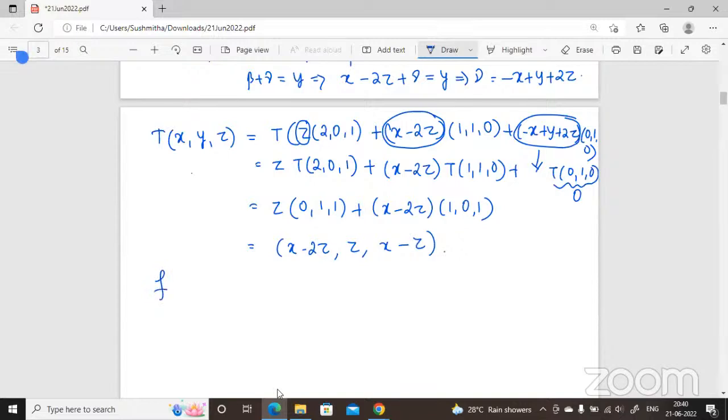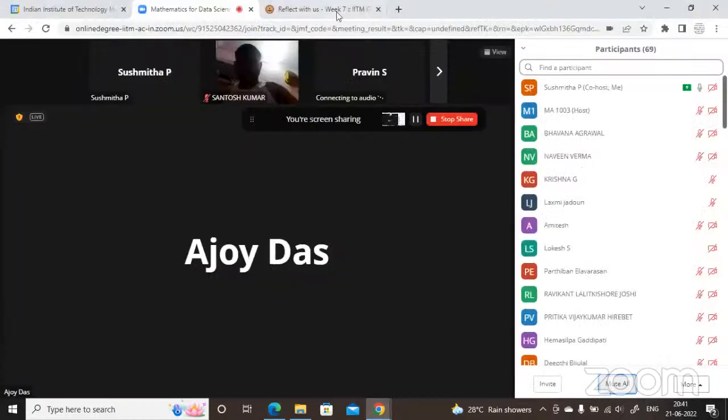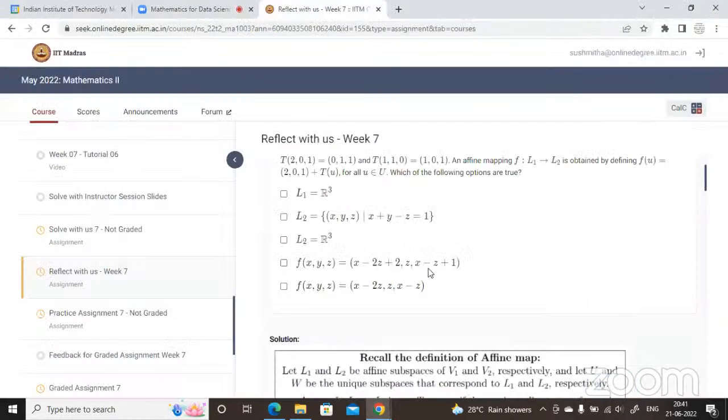So what is the affine map? It is v prime plus T of u. So it's going to be x minus 2z plus 2, z, x minus z plus 1. This is the transformation T. So to get F, you have to shift it by 201. So you'll get this. Is it clear?